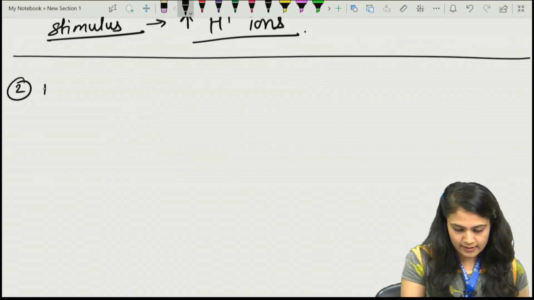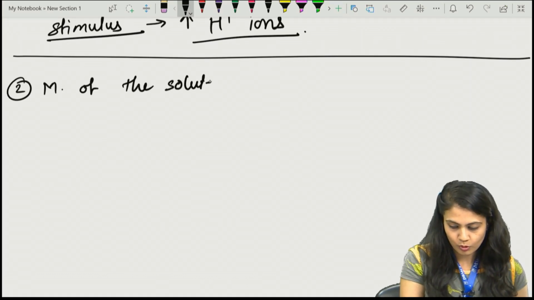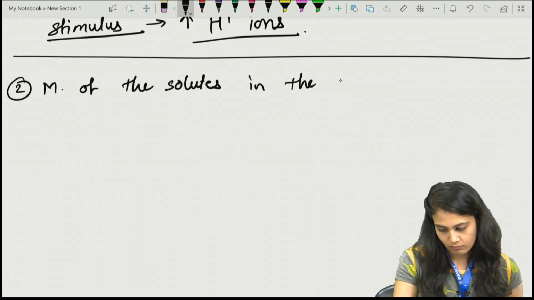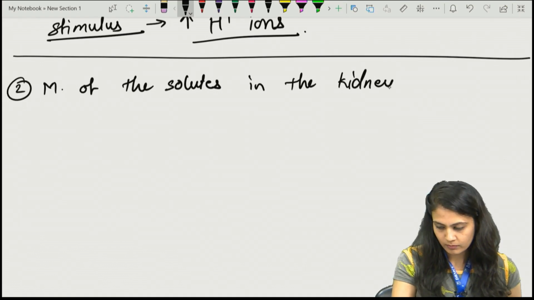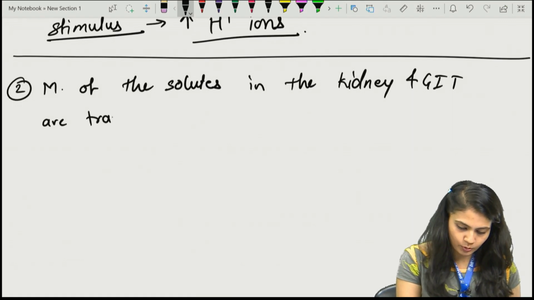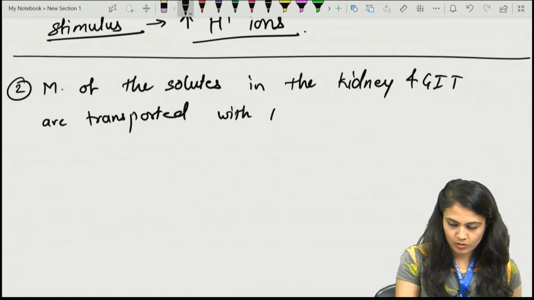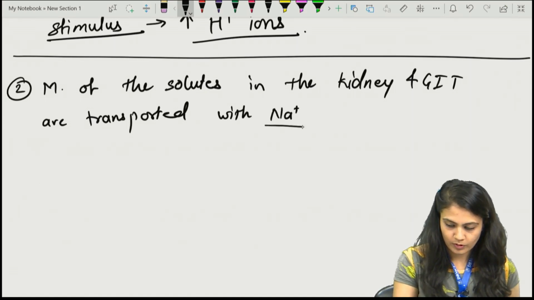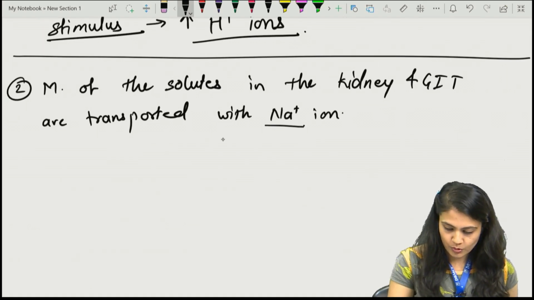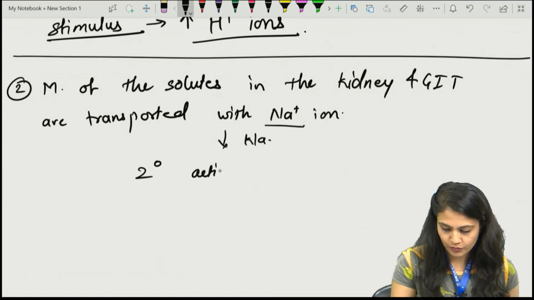So we can write that most of the solutes in the kidney and GIT are transported with sodium ion, which is known as secondary active transport.